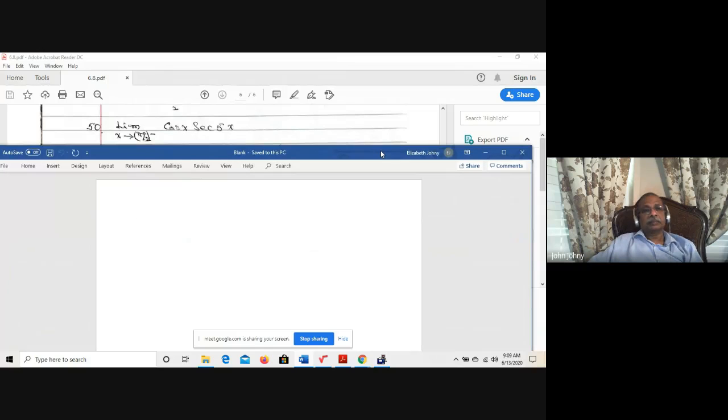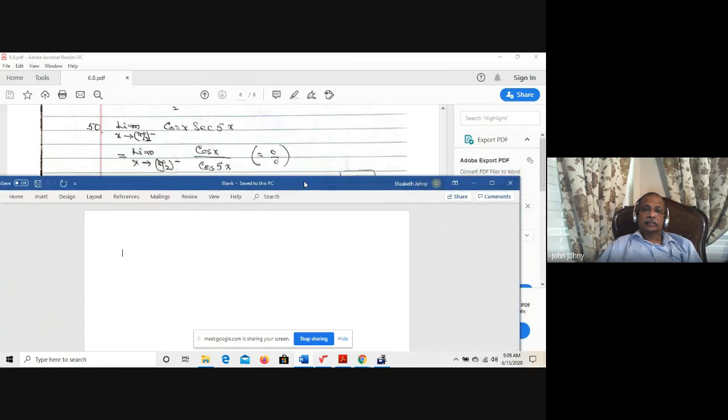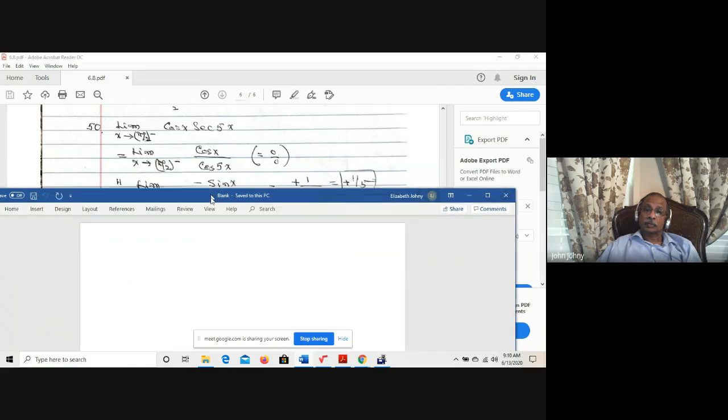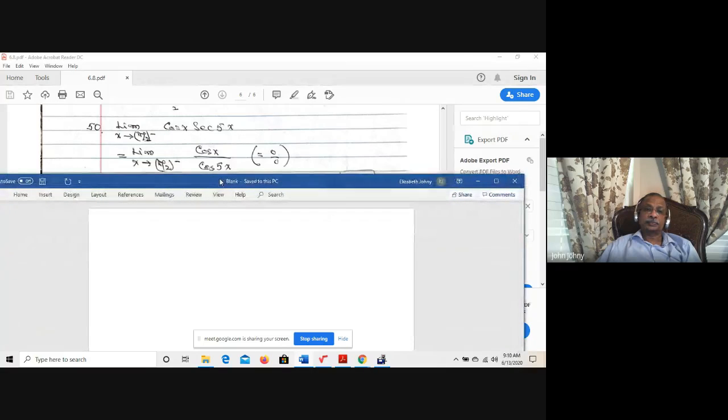Number 50, limit as x approaches pi over 2 minus of cos x times secant 5x. Secant 5x is 1 over cos 5x. So rewrite it: limit as x approaches pi over 2 minus of cos x divided by cos 5x. Cos pi over 2 is 0, so this is 0 over 0. Cos 5 pi over 2 also is 0.